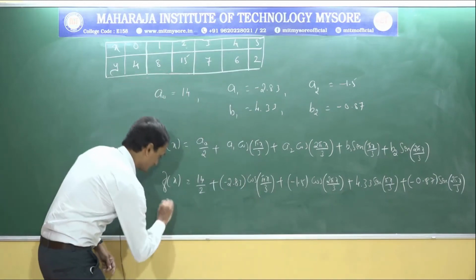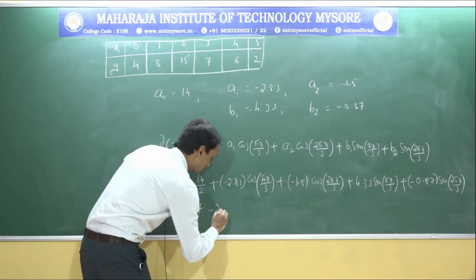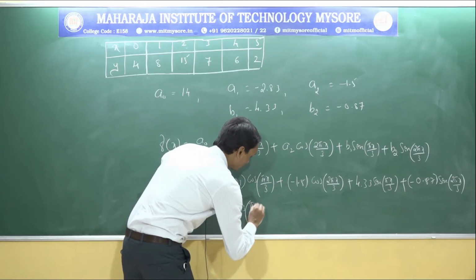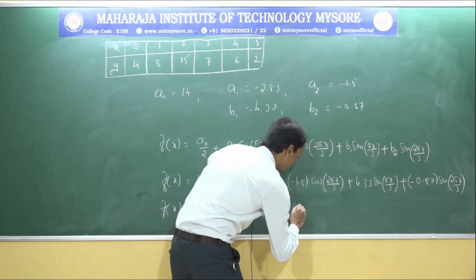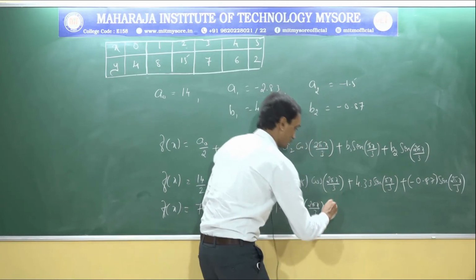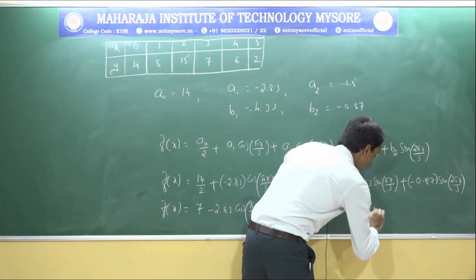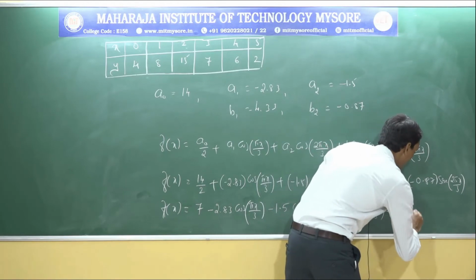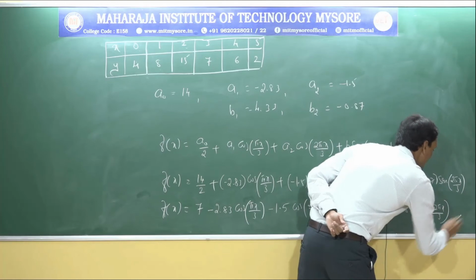Now I will go for the simplification. That is f of x equal to 7 plus minus 2.83 into cos of pi x by 3 minus 1.5 into cos of 2 pi x by 3 plus 4.33 into sin of pi x by 3 minus 0.87 into sin 2 pi x by 3.